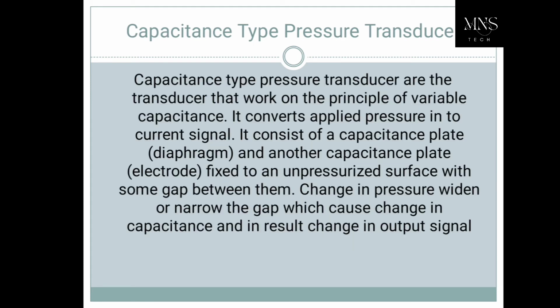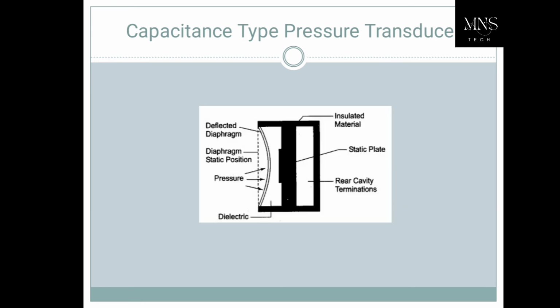Capacitance type pressure transducer. Capacitance type pressure transducers are transducers that work on the principle of variable capacitance. It converts applied pressure into a current signal. It consists of a capacitance plate diaphragm and another capacitance plate electrode fixed to an unpressurized surface with some gap between them. Change in pressure widens or narrows the gap, which causes change in capacitance and, as a result, change in output signal. Here there is a diagram of a capacitance type pressure transducer.